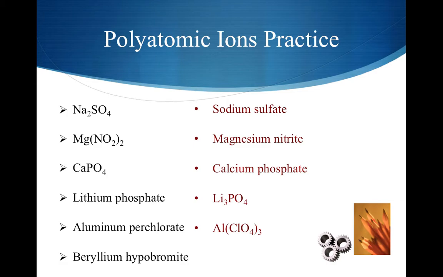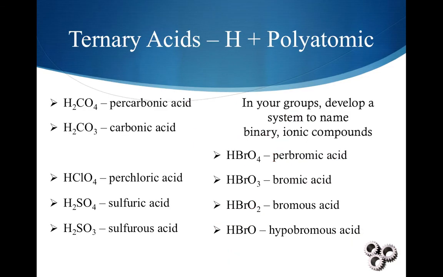Beryllium hypobromite. Bromate is BrO3. Hypo-ite is 2 less than common, so that's BrO. Beryllium hypobromite, Be(BrO)2, right? Because beryllium has an oxidation state of +2, so you work through that, right?